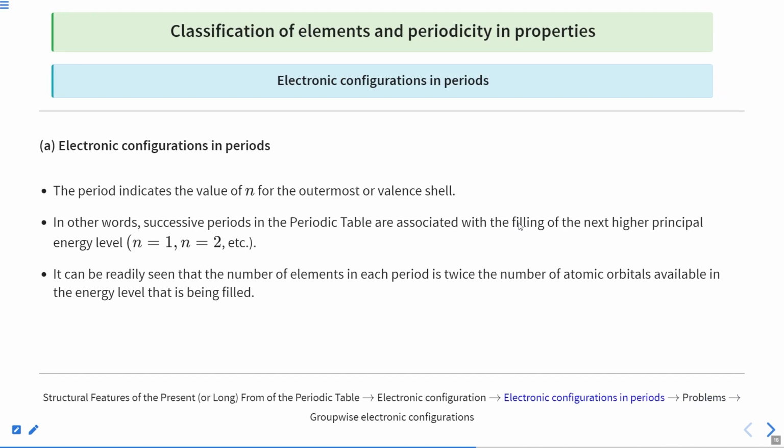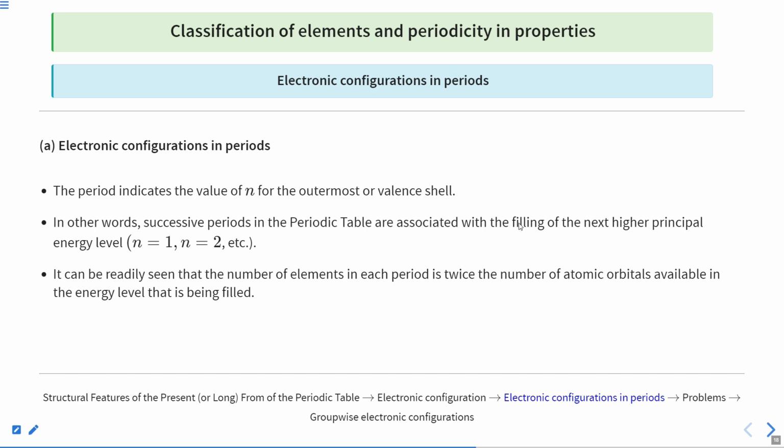Now, if I talk about the electronic configuration, the period indicates the value of n. If I talk about the first period, then the first shell is filled. If I talk about the second period, then the second shell is filled. Similarly 3, similarly 4. Now it can be readily seen that the number of elements in each period is twice the number of atomic orbitals.